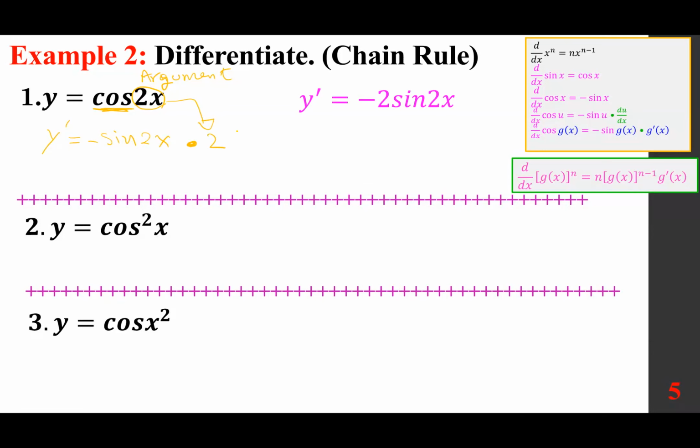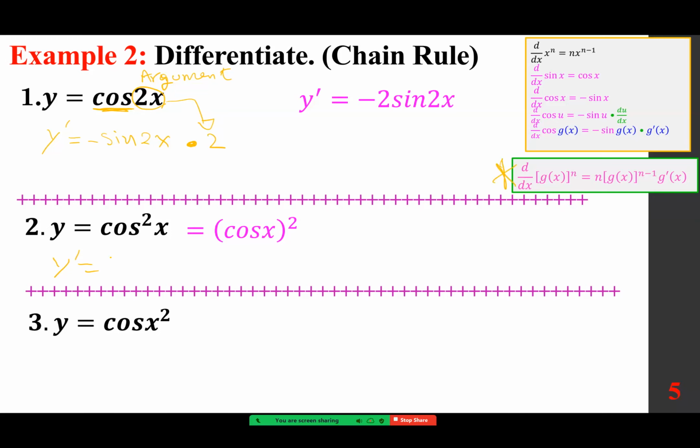For the second one, if you rewrite it as cosine x to the power of 2, it may be easier to see what the answer is. So y prime is by the extended power rule. And again, I would write the formulas from my memory and I would apply that.